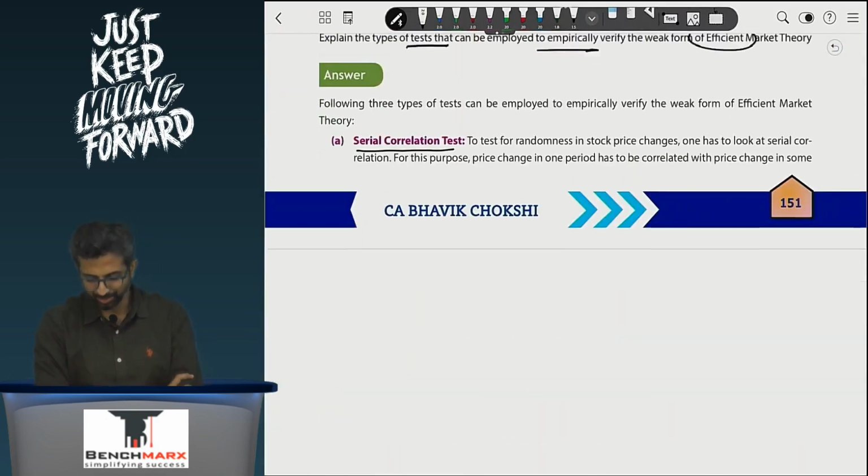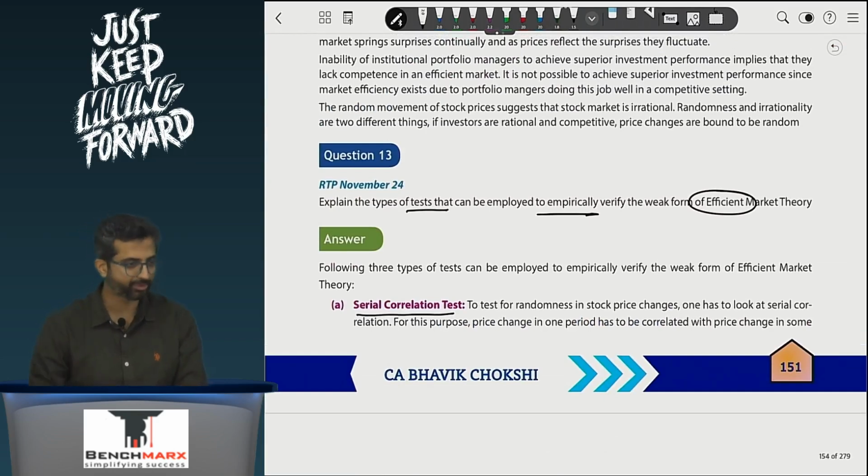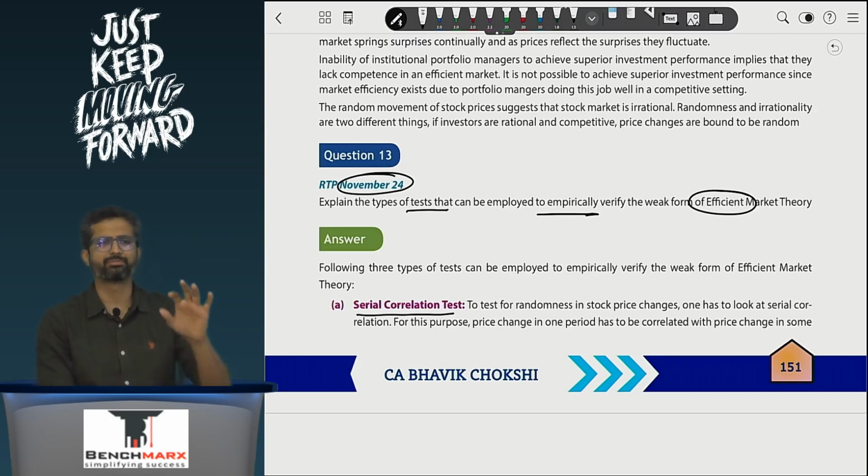See, this might not be there with you right now. We have added that from the RTP November 24. We will share a separate addendum. Recent RTPs etc. It's there. So they have mentioned 3 tests which is there in your actual theory, in your main shield.